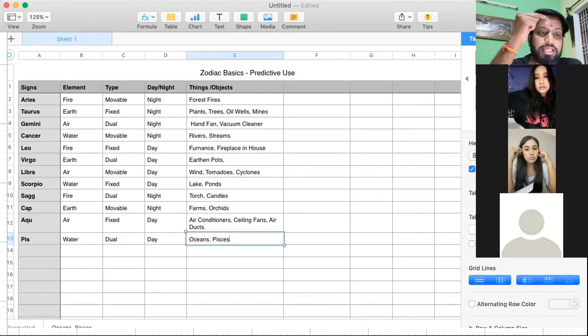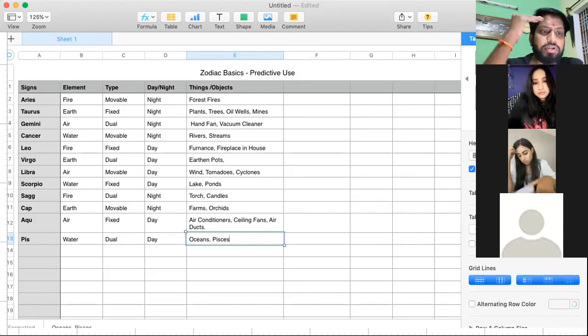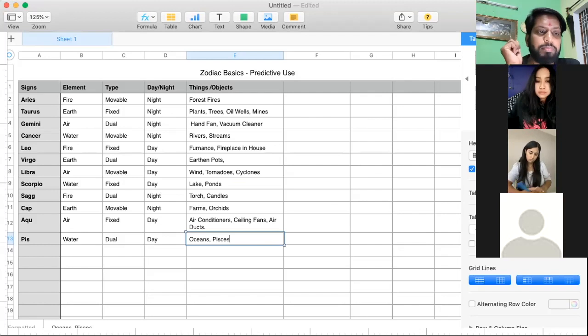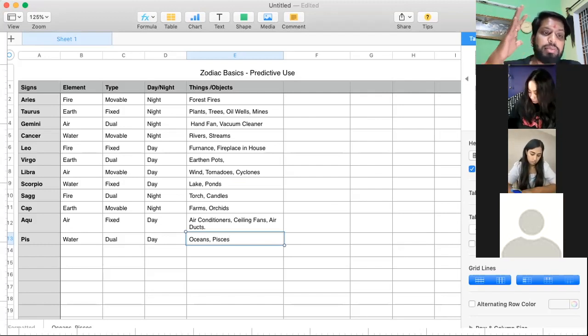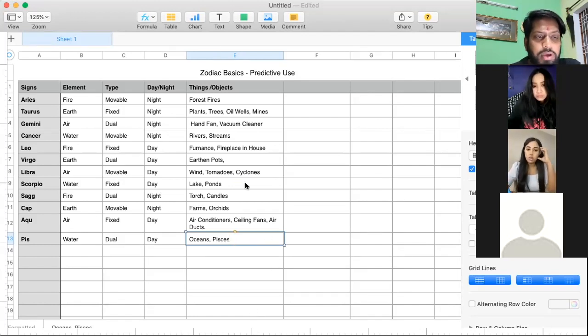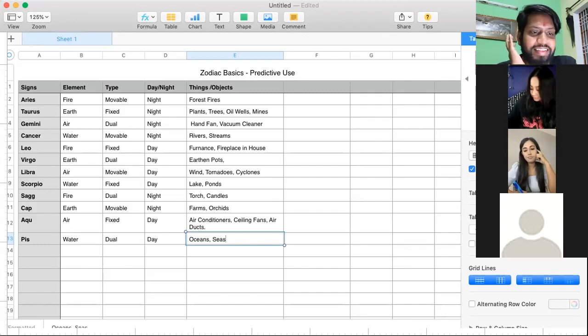If you see in the water element, there is an increasing order. First you get the Cancer sign, which represents the rivers and the streams. These are the small things. Then you come to the lakes and the ponds, which are on a bigger scale. The width is bigger. Then you come to the oceans, which are even bigger. So it is in increasing order. That's why we always say Pisces is the ocean of wisdom, ocean of knowledge, because Pisces represents oceans and seas. Pisces has seen everything.